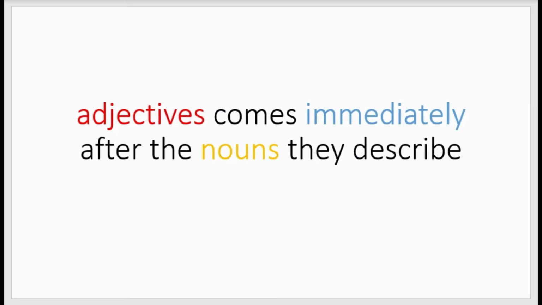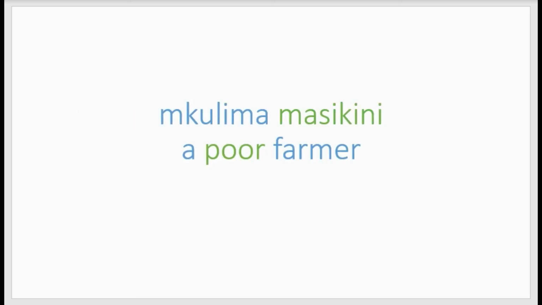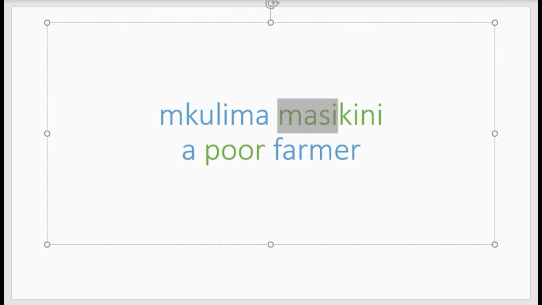Adjective comes immediately after the nouns they describe. Okay? So our example here, we have mkulima masikini. Masikini is an adjective. It comes right after the noun it describes.